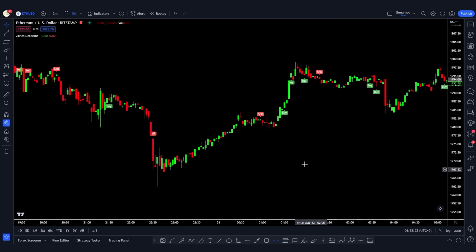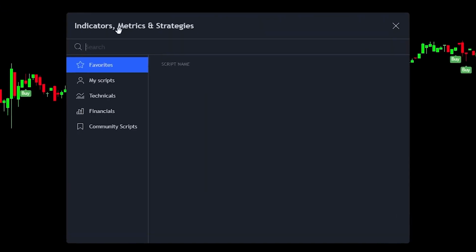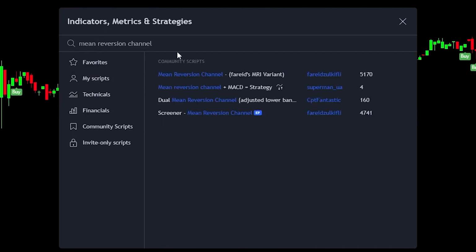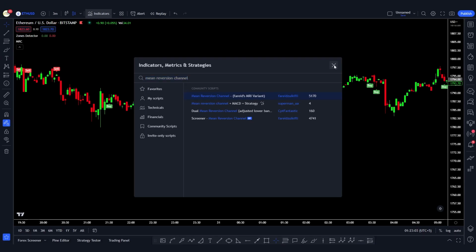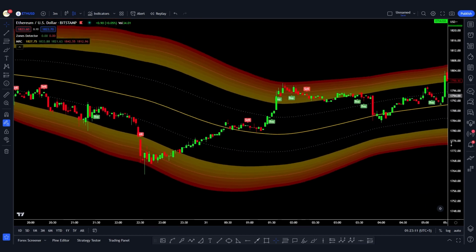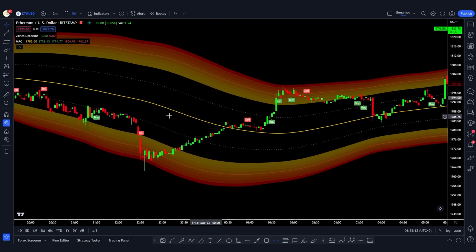The second indicator that we're going to use for this strategy is the mean reversion channel. So let's go to the indicator tab, and here we're going to search for mean reversion channel, and we're going to add this indicator by Free Zulkifli to the chart. Now, once this indicator is added, as you can see, it's plotting this mean line, this reversion line, and also these reversion channels. So we're going to use this indicator in order to identify the overbought and oversold conditions in the market.